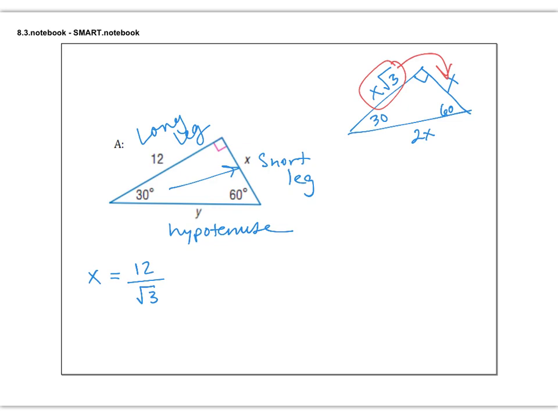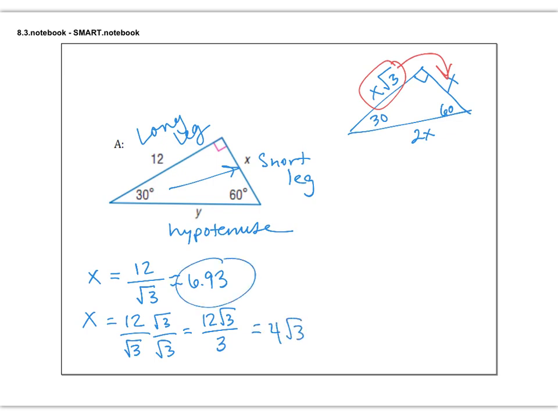Now, a couple of things. One is we could type this directly into our calculator right now and get an approximate answer, which would be 6.93 if I type that into my calculator. Or we can take 12 divided by root 3 and get an exact answer, which we have to rationalize the denominator. So we're going to multiply top and bottom by square root 3. On top, we get 12 root 3. On bottom, we get root 9, which is also 3. 12 divided by 3 is 4. So 6.93 and 4 root 3 are the approximate and the exact answers for x.